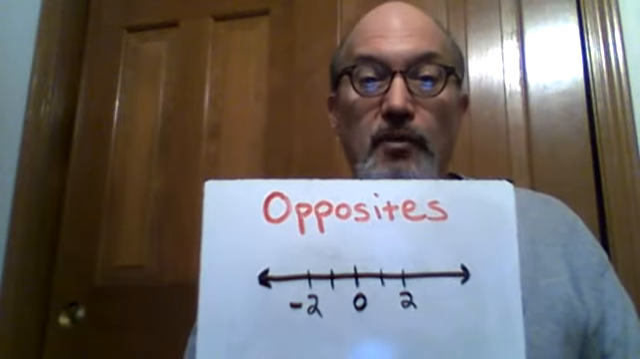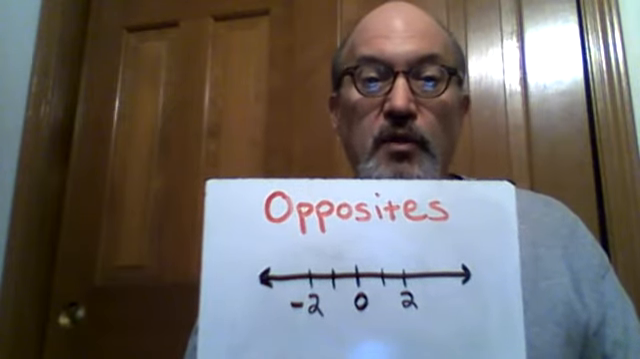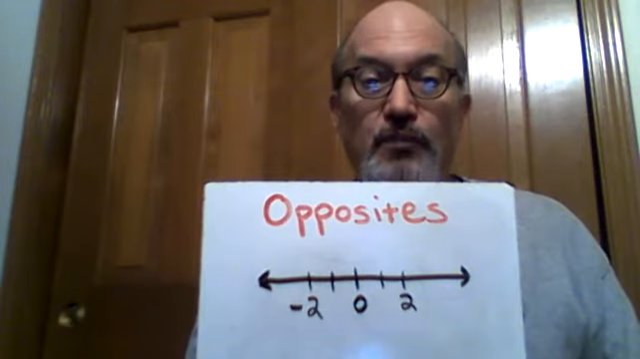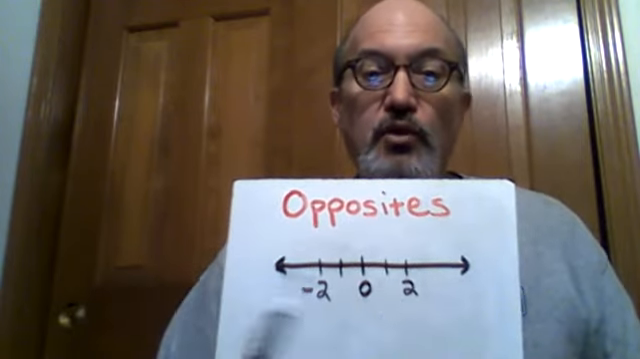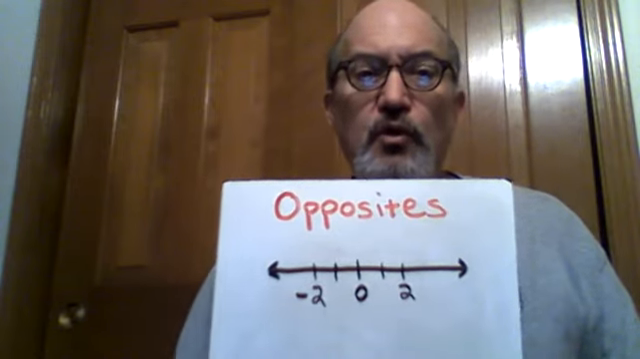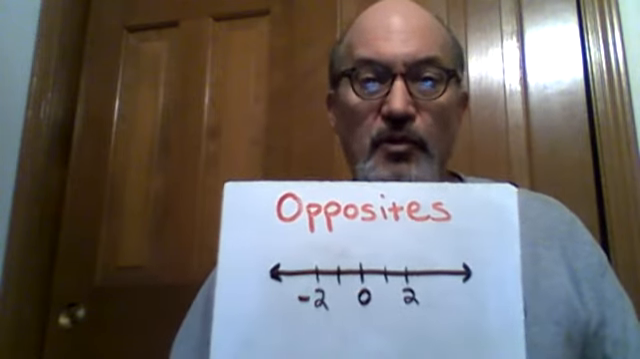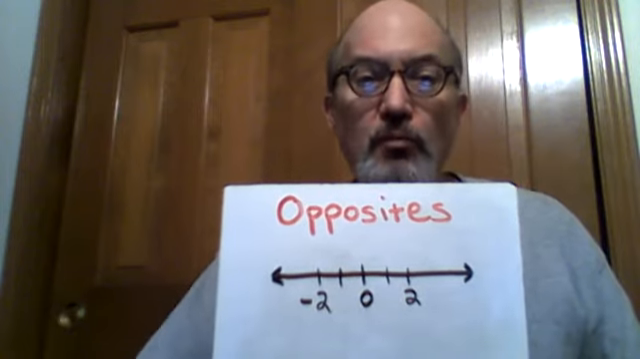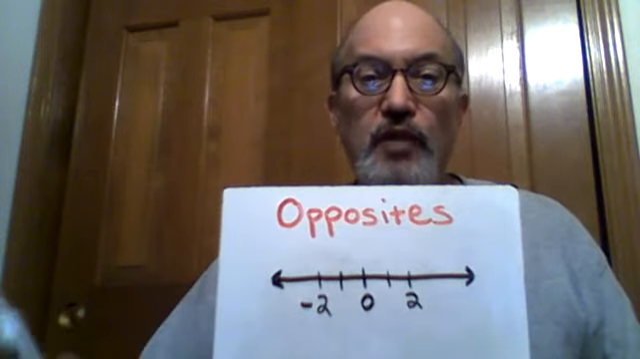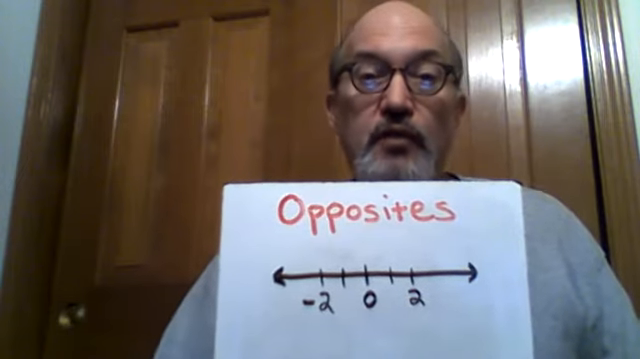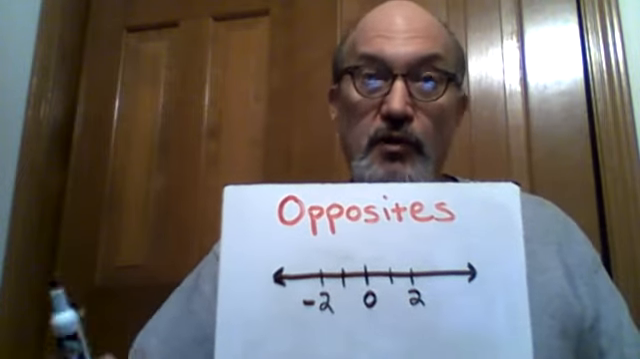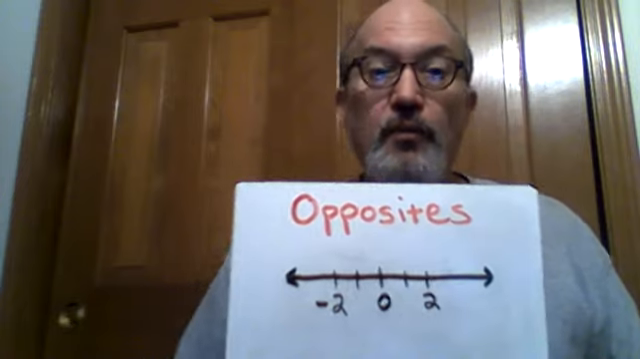First, opposites. Two numbers are opposites if they are the same distance from zero. On the number line I've constructed here, I've chosen positive 2 and negative 2. They're both 2 units away from 0. They are opposites. All numbers on the number line, all real numbers, any real number will have an opposite. 0 itself is its own opposite because it is 0 units from 0.